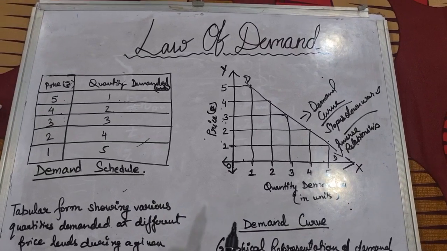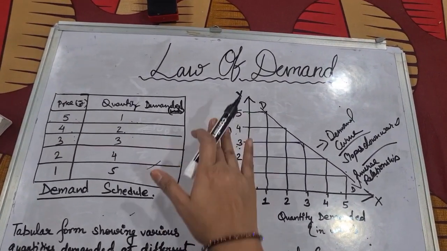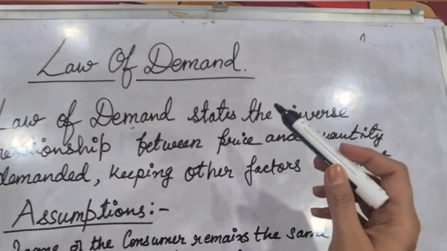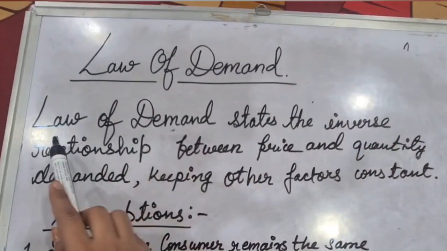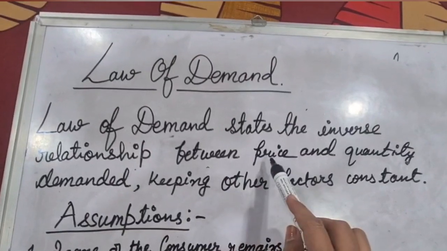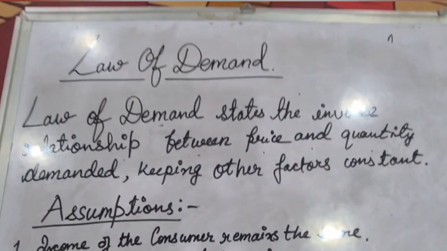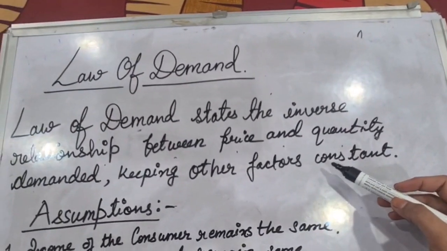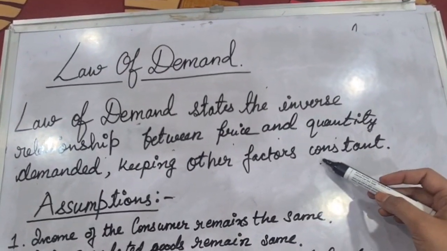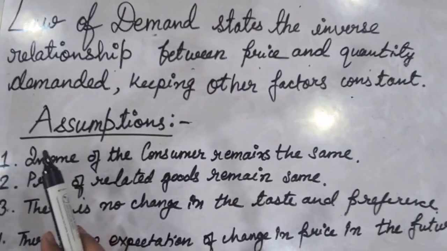So I hope the law of demand is clear. Now we are going to study the definition of the law of demand and the assumptions of the law of demand. So what is the law of demand? The law of demand states the inverse relationship between the price and the quantity demanded, keeping other factors constant. We understood this with the help of a demand schedule and demand curve. So the law of demand must be clear. Assumptions. All laws have some assumptions and some exceptions.